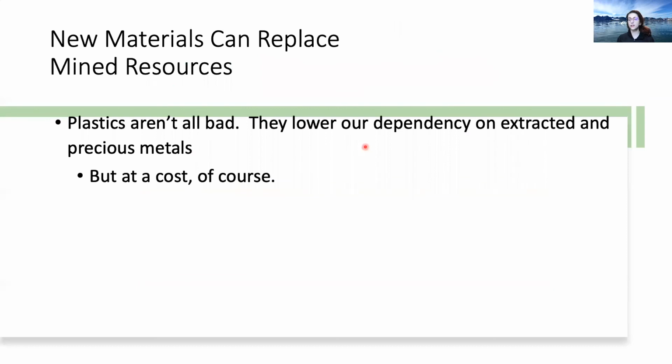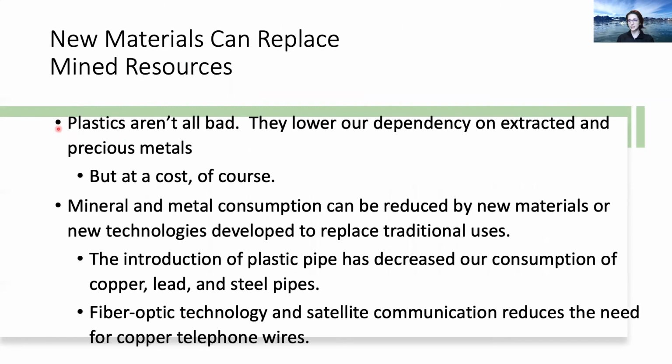New materials can replace mined resources. Plastics aren't all bad. They lower our dependency on extracted precious metals, but of course this is at a cost. Of course, you need to extract the oil and petroleum in order to create the plastic in the first place, but it replaces our need for other things like iron and steel, which allows us to avoid mining those things.